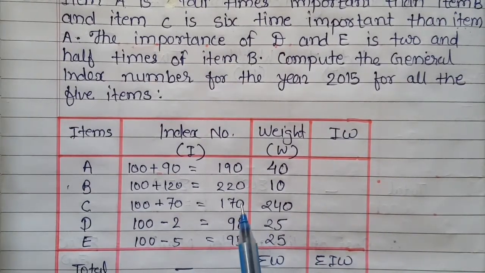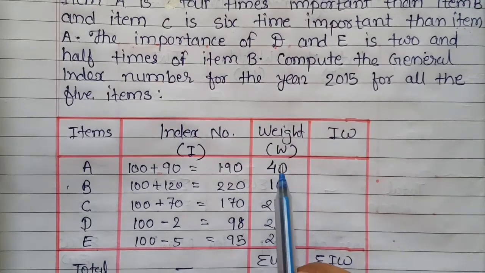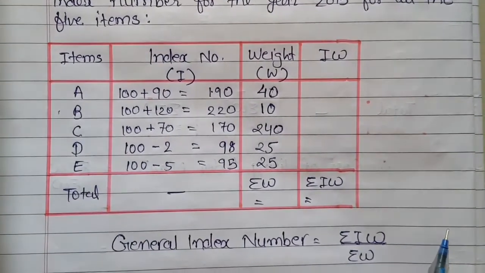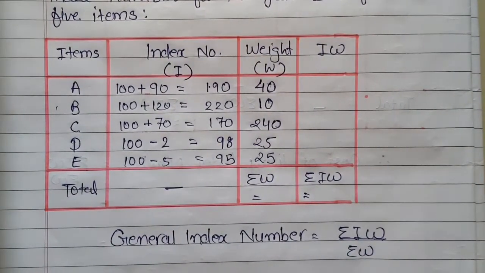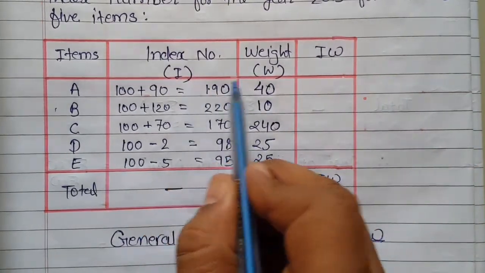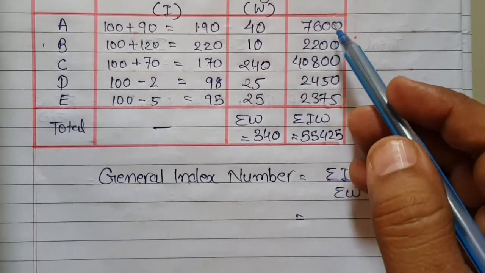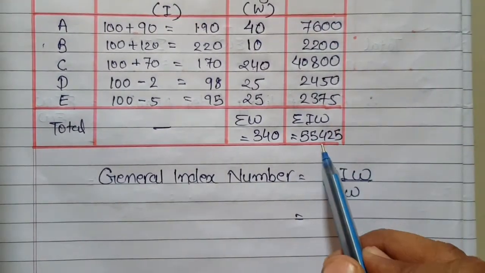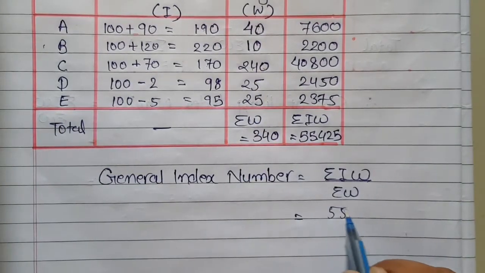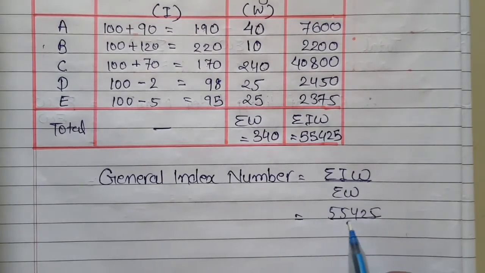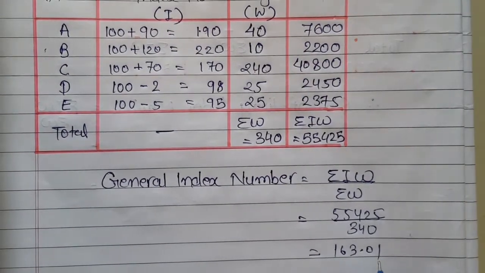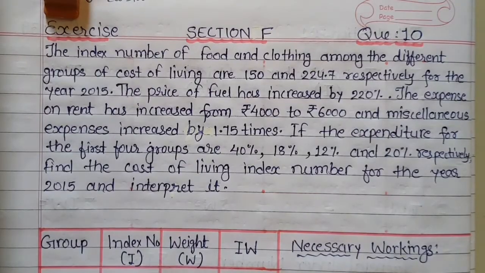So friends, now we have I and W both. To find the general index number, as we have discussed in the note, we have the formula sigma IW upon sigma W. So we find IW by multiplying I and W. I have multiplied IW and made the summation, means I have made the total of sigma IW and sigma W. So just put the values: 55425 divided by 340, and we will have 163.01.